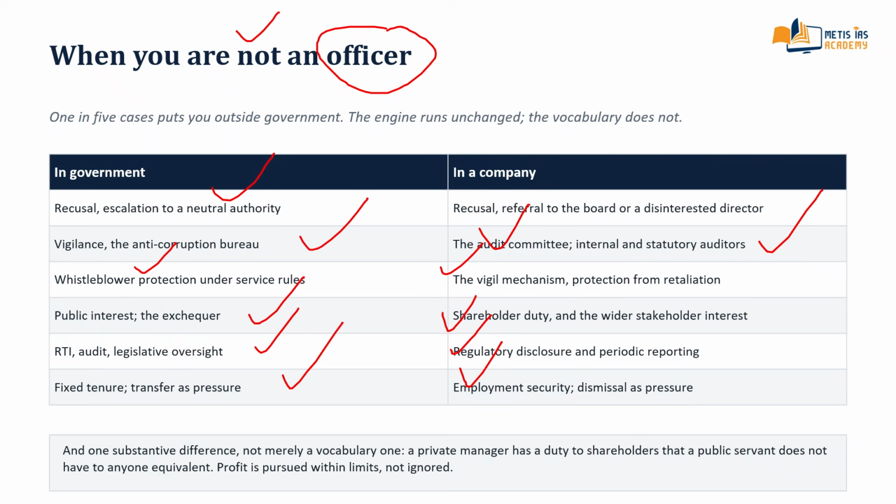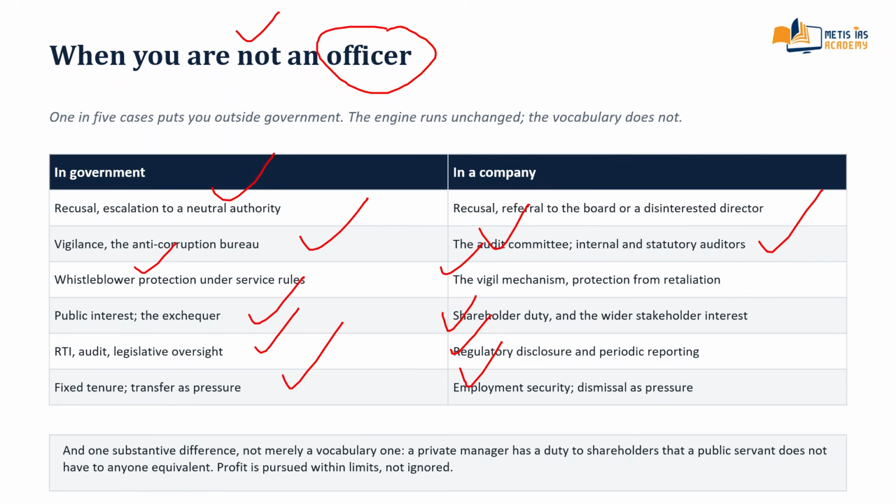And one substantive difference, not merely a vocabulary one. A private manager has a duty to shareholders that a public servant does not have to anyone equivalent. That does not license harm. But an answer that treats a chief executive as though profit were simply an illegitimate consideration has misread the role. The obligation is that profit is pursued within limits, not that it is ignored.